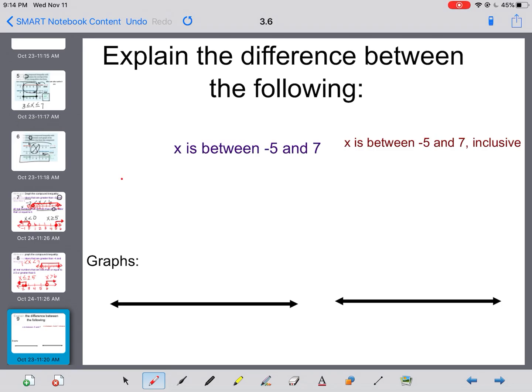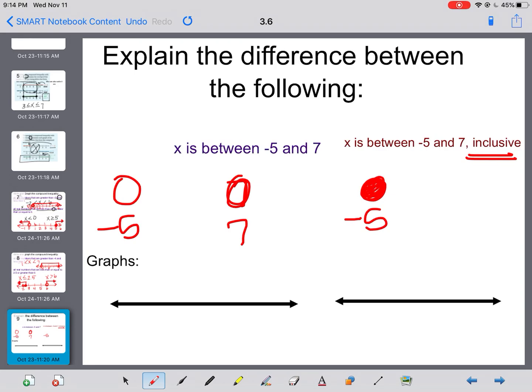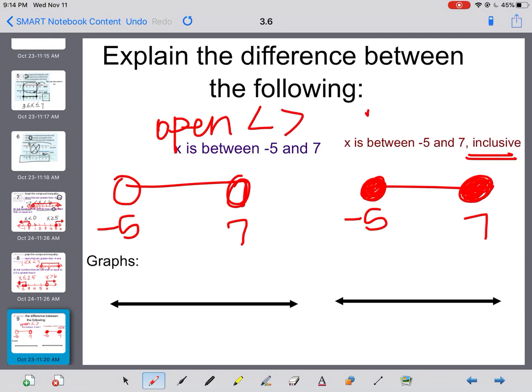Explain the difference between x's between -5 and 7 and x's between -5 and 7 inclusive. Okay, so x's between -5 and 7 just means that it's actually in between -5 and 7. It does not include -5 or 7. It's numbers in between those. But when they add the word inclusive, that now means that it could be -5. And it also could be 7 or anything in between.